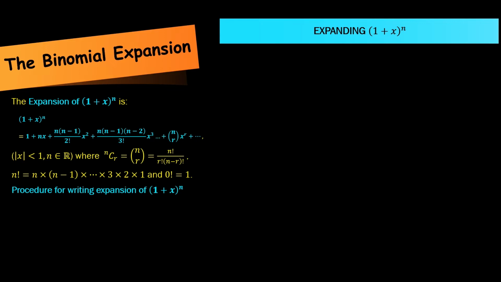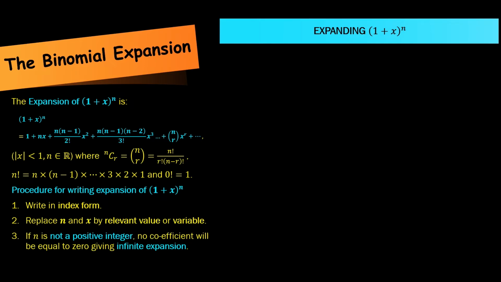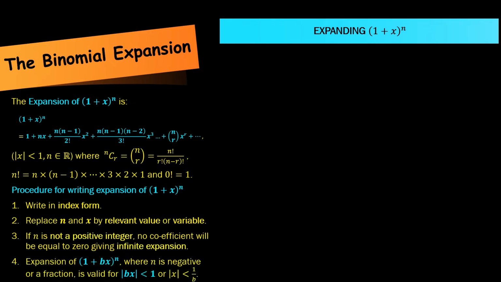We are now going to look at the procedure for writing the expansion of 1 plus x raised to the power n. First, write the expression in index form. Next, replace n and x by the relevant value or variable. If n is not a positive integer, then no coefficient will be equal to 0, and this will give an infinite expansion. And finally, in the expansion of 1 plus bx raised to the power n, where n is negative or a fraction, the expansion is valid for mod bx less than 1.